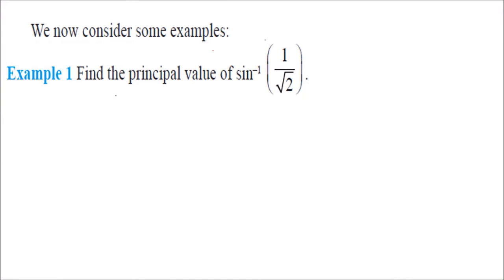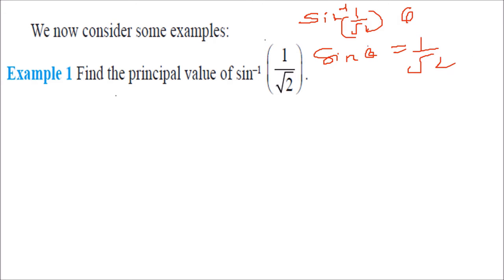Let us take a few examples. Find the principal value of sine inverse 1 by root 2. See, what you will do in the normal case, you will take sine inverse 1 by root 2 as theta. You will take sine theta. If it is 1 by root 2, you will look at the table and you will say that theta is this theta. Right? But here this is not the case.